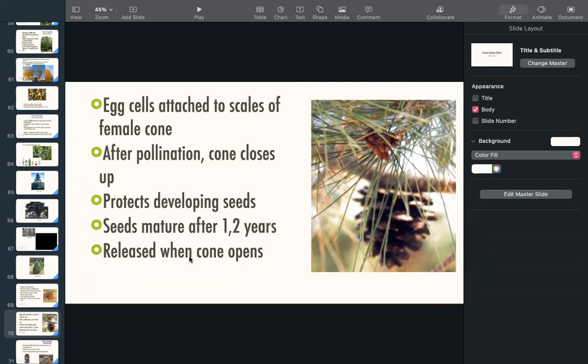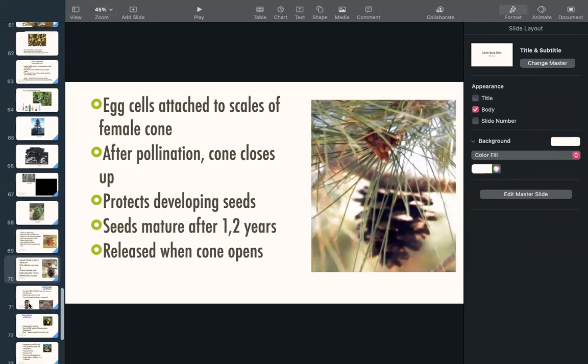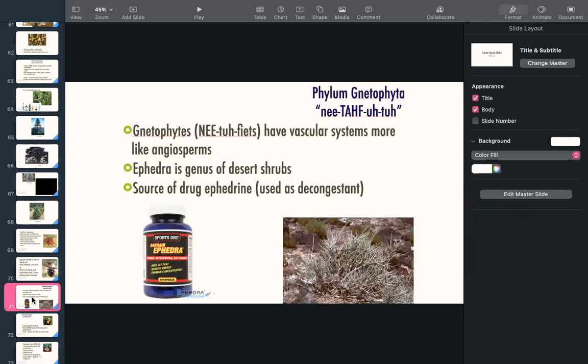So growth in this phylum is very slow. Growth in the whole gymnosperm category is very slow. And then after the seeds are fully mature, the cone will open again and they will be released. The last group of gymnosperm is Gnetophyta. These are also called gnetophytes. These have vascular systems that are more like angiosperms. Angiosperms have the most effective vascular system, which we'll talk about in the next chapter.